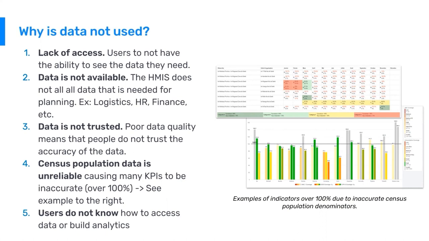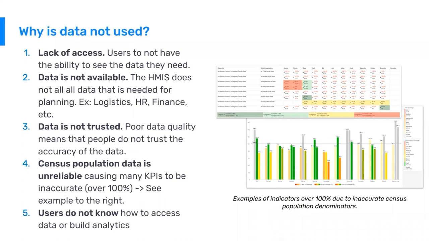The third reason here is that data is not trusted. And what we mean by this is there is a perception that data quality is very bad, and that because of that, I cannot use the data that I have available to me. Here we see examples of two charts. The first one is a scorecard, the second one is a column chart. And we see all of the coverage indicators are over 100% in the top. In the bottom, we see a very similar scenario where we have a lot of indicators over 100%.